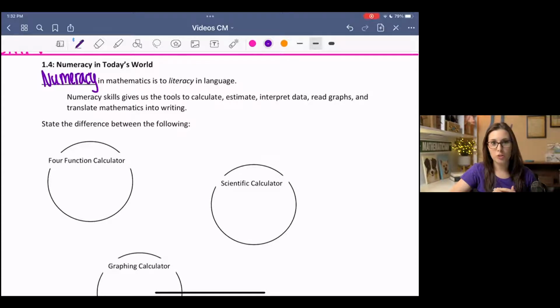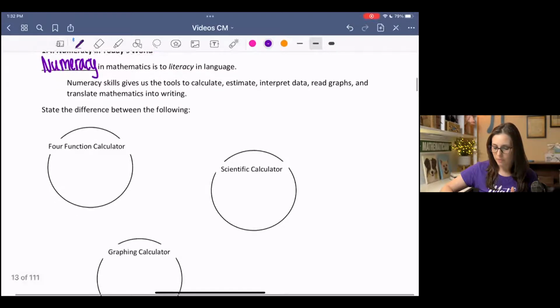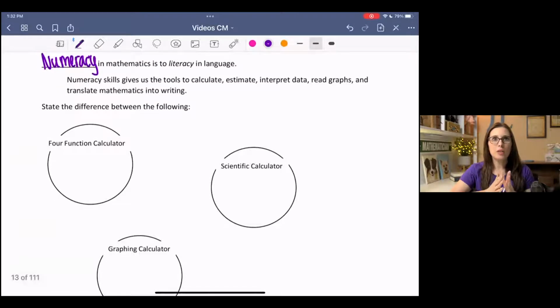And we can use numeracy skills to calculate, estimate, interpret, read, and translate mathematics into writing or vice versa. Whenever you see an algebraic sentence, you can translate that into words or vice versa. So sometimes you might be given something in words and you need to calculate it with numbers. So you're going to be able to go back and forth, and we're just going to look at a few things today as to how to use a calculator to assist you in your numeracy skills.